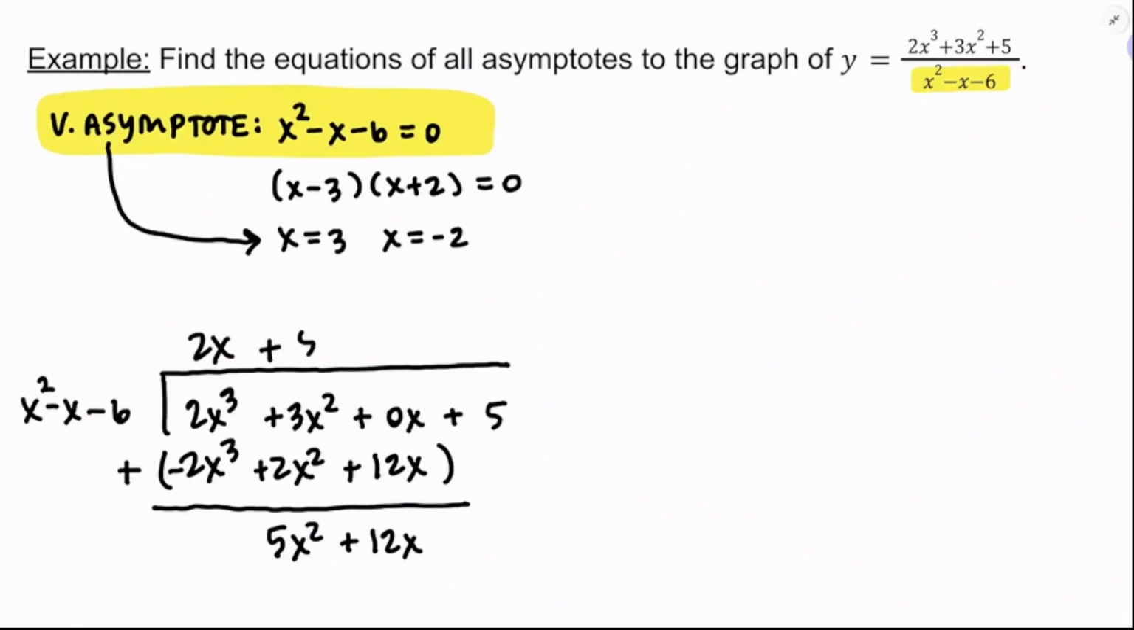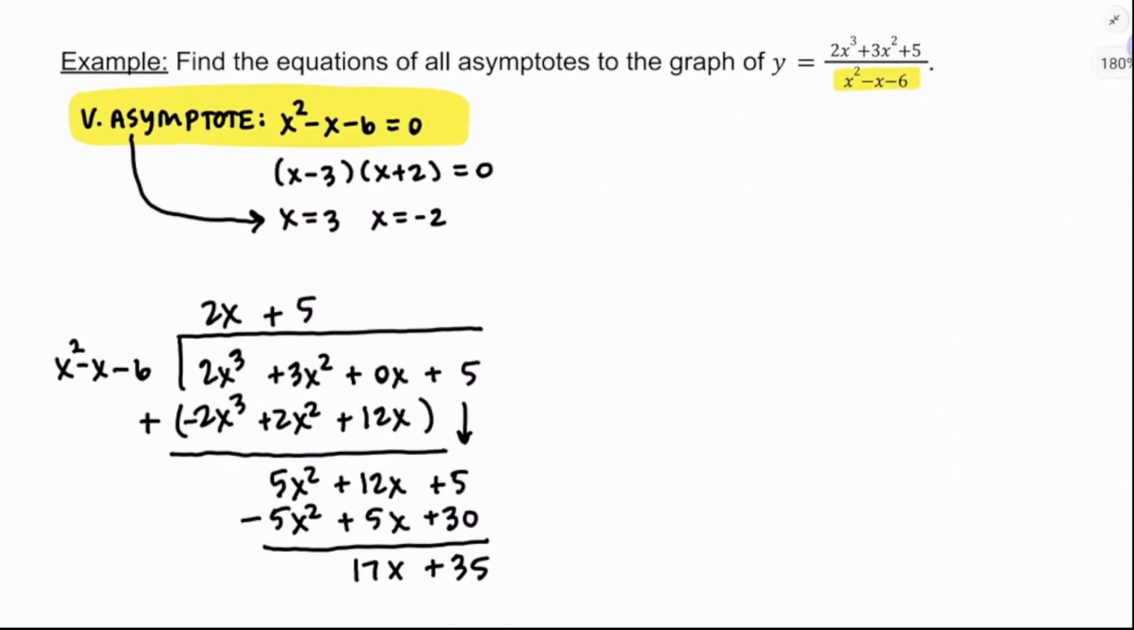And now I'm going to ask myself, what do I multiply x squared by to get 5x squared? That would be positive 5. And then I multiply that back across the x squared minus x minus 6, and that would be 5x squared minus 5x minus 30. I guess I probably should have brought down that plus 5. Okay, and now I'm going to be subtracting this, so really I'm adding those. And 5 minus 5 is 0, 12 and 5 is 17 x's, and 5 plus 30 is 35.